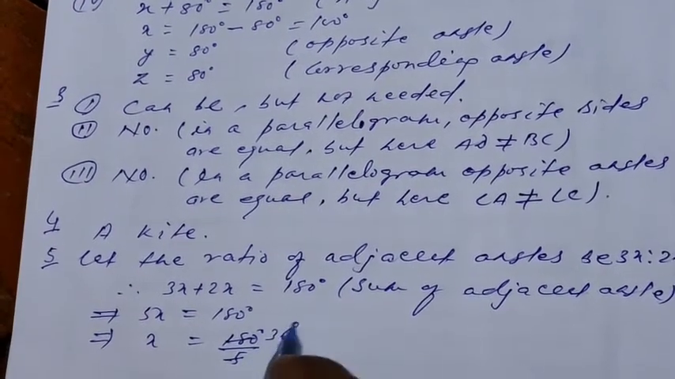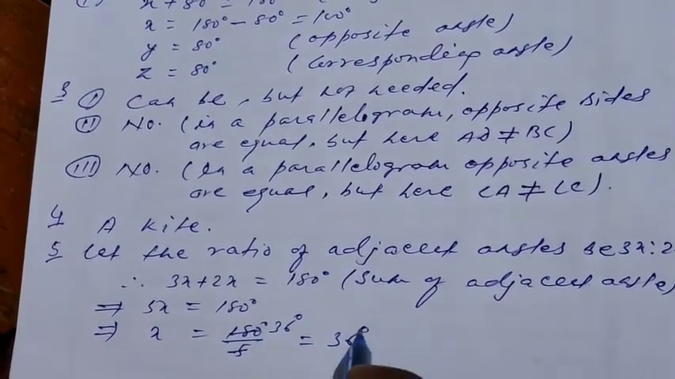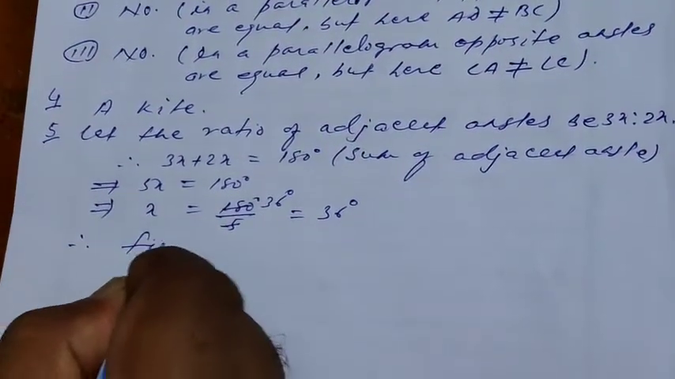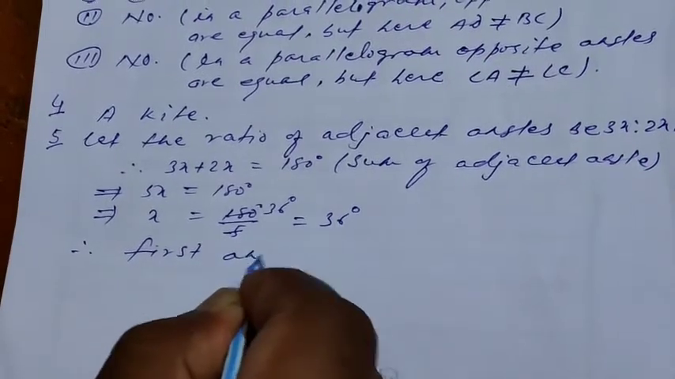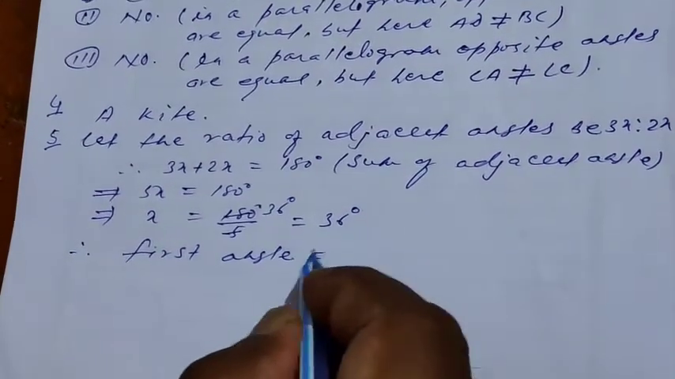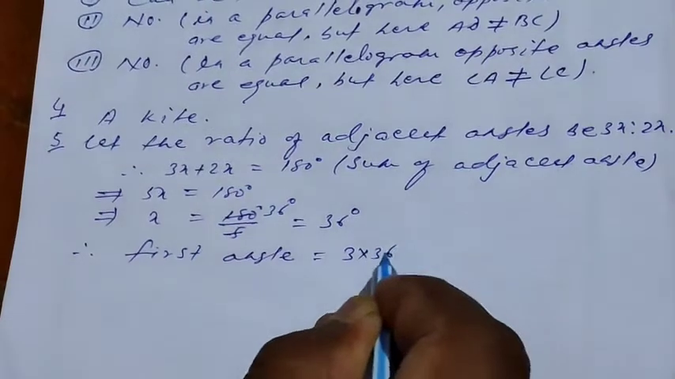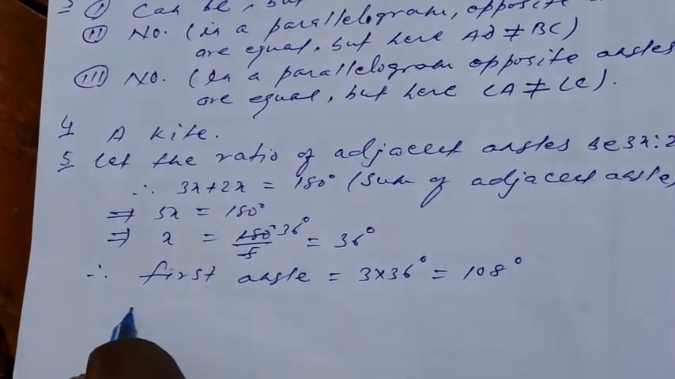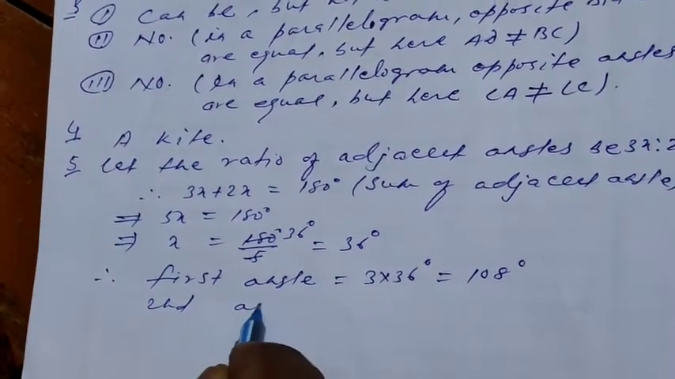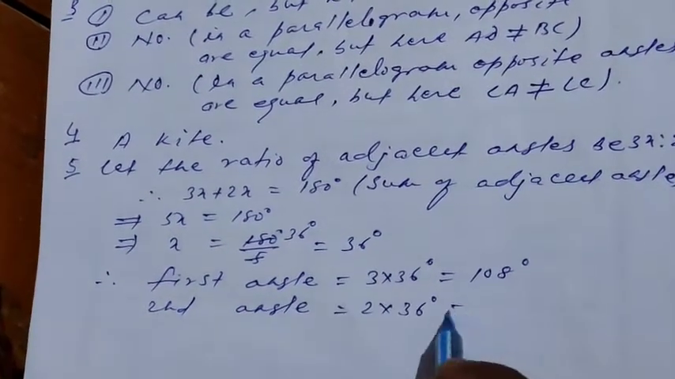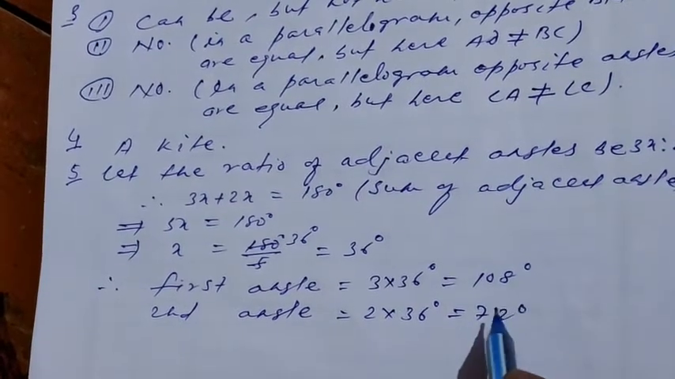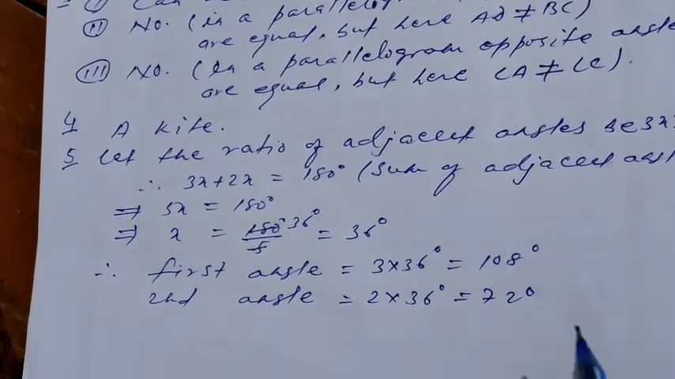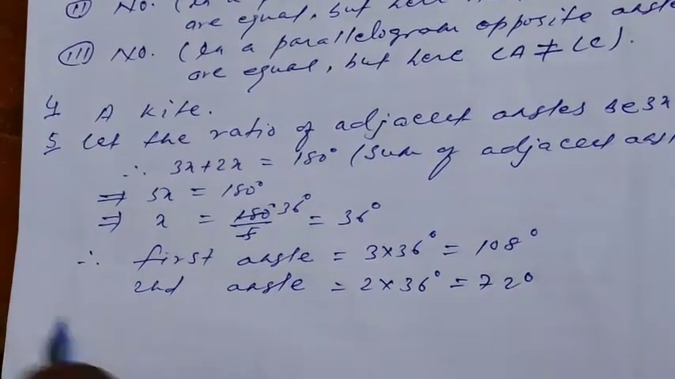36 degree. The value of x is 36 degree, and therefore first angle is equal to 3 into 36 degree, 108 degree, and second angle equal to 72 degree. Now question number 6 and 7 is for you to do as homework. Now question number 8.2.